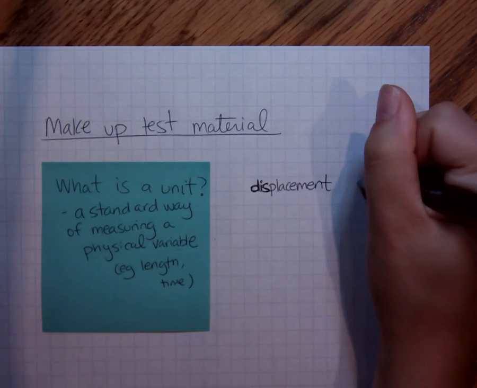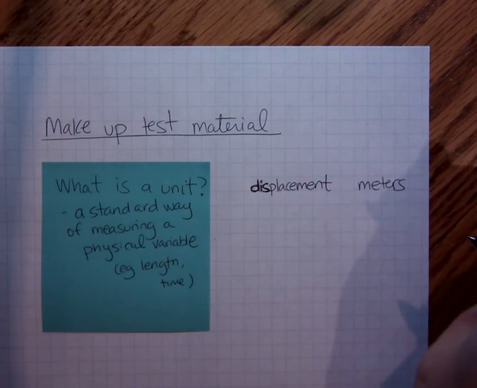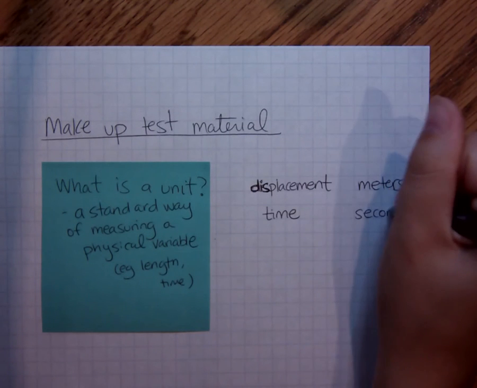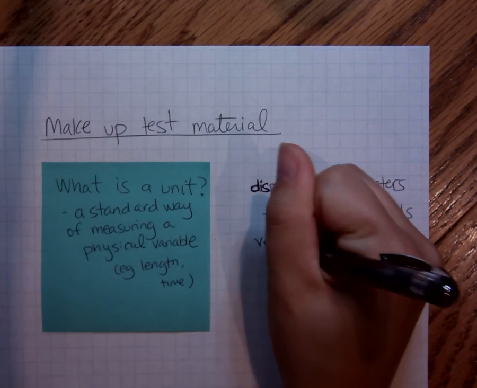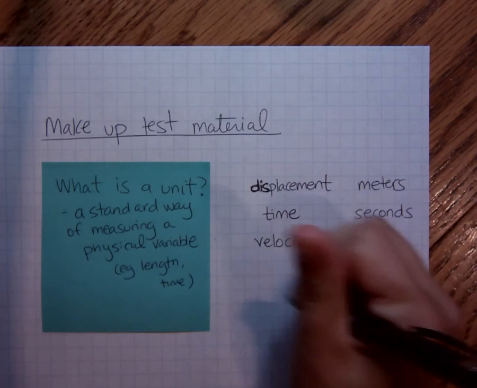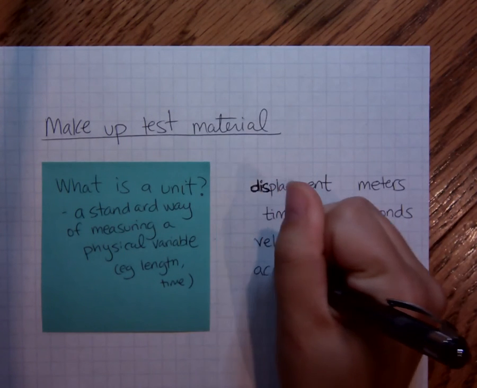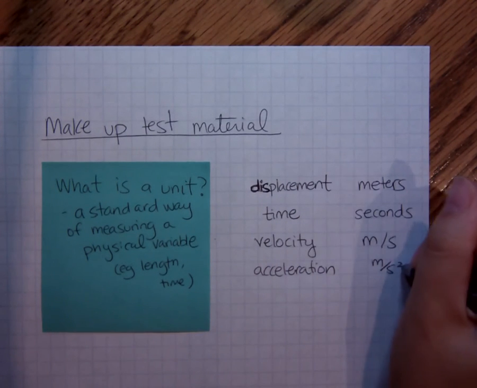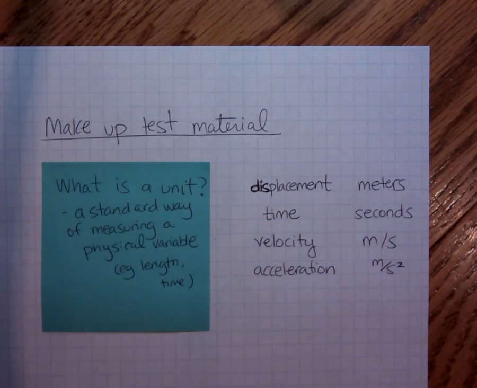Displacement has units of meters. Time has units of seconds. Velocity has units of meters per second. And acceleration has units of meters per second squared. And again, these are just standard ways that we can talk with each other about how big something is, or how long it took, or how fast it was going, or how its speed changed.